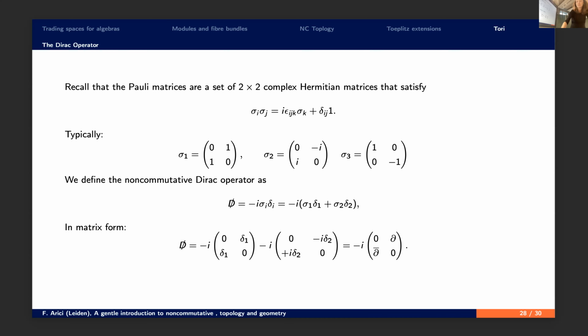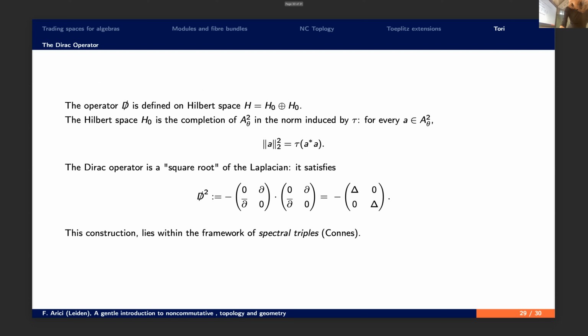And it acts on a Hilbert space that consists of 2 copies of the completion of the algebra A_theta^2 in the norm coming from the trace. And this operator is indeed a square root of the Laplacian. Well, it's a two-dimensional square root of the Laplacian, meaning that when you square it, you get a diagonal operator with the Laplacian on the diagonal.